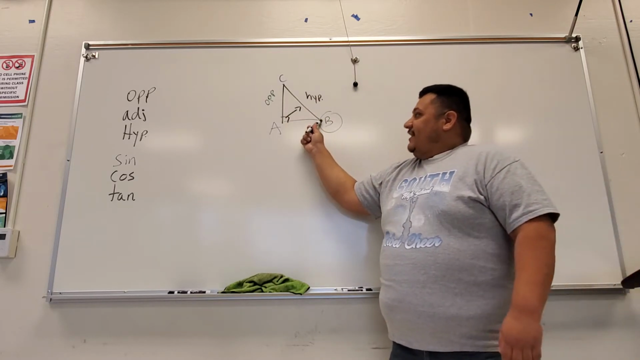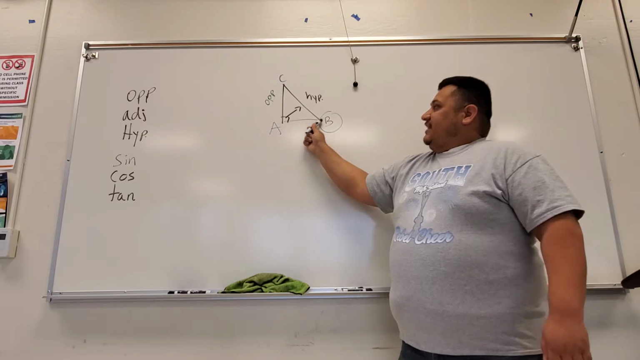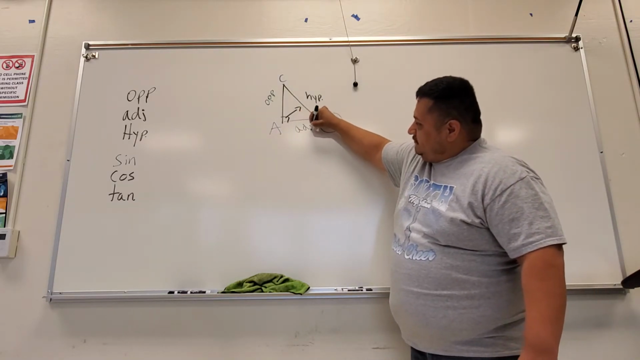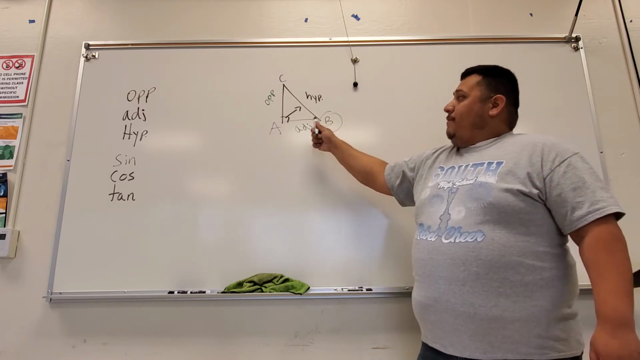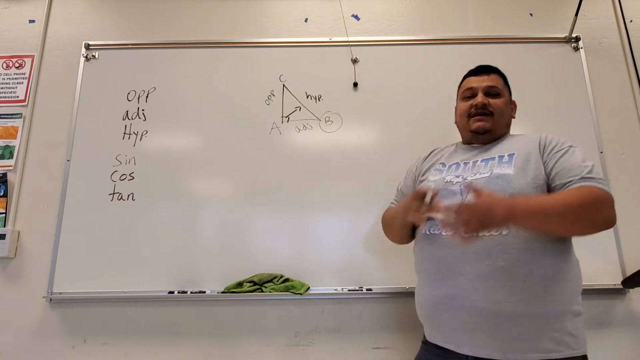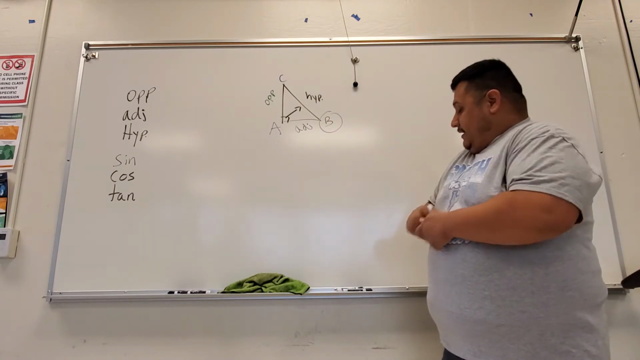Your adjacent side is always the one that's going to be touching the vertex right here. See this angle side, the vertex side? This is going to be your adjacent. Okay? From angle B. This is only from angle B. Hypotenuse is always going to stay the same no matter what angle you're working with.